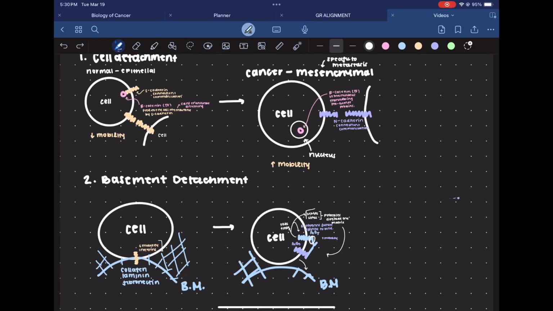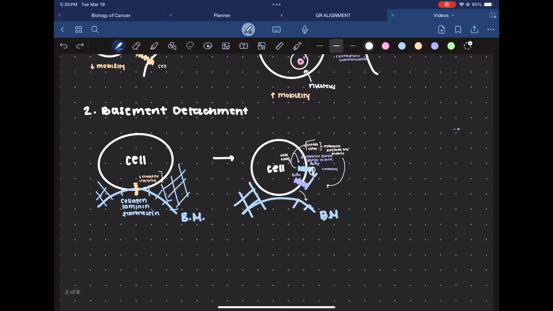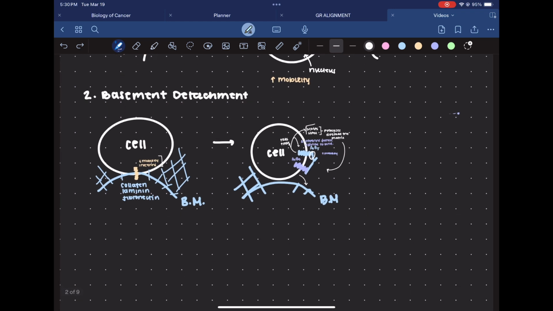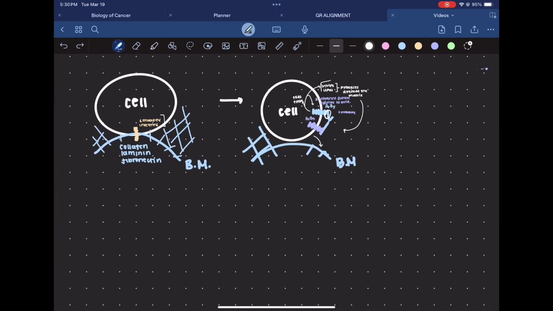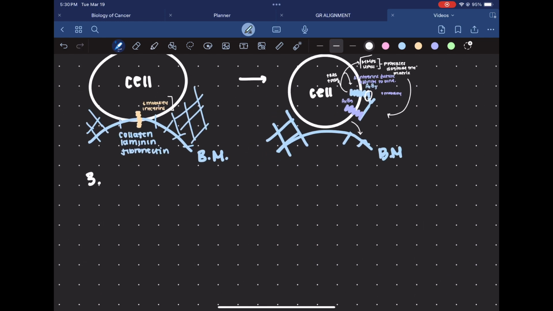Hi everyone. So in the previous video, we talked about this basement detachment step where our cell is starting to detach itself from the basement membrane and move through the matrix. The third step of metastasis is going to be matrix degradation.